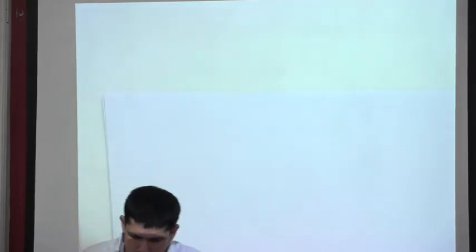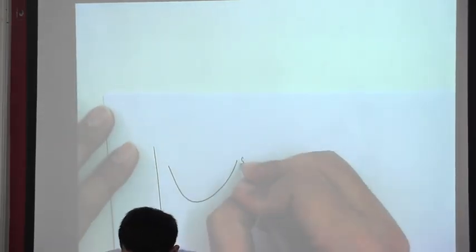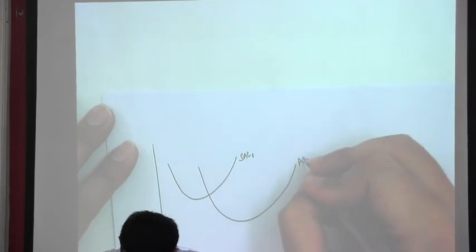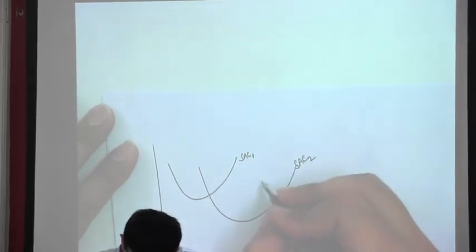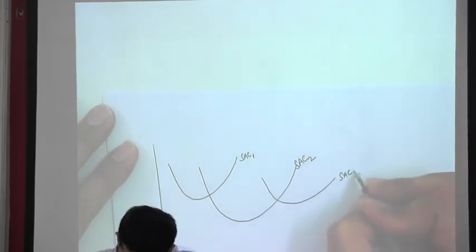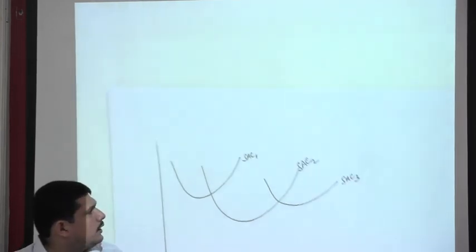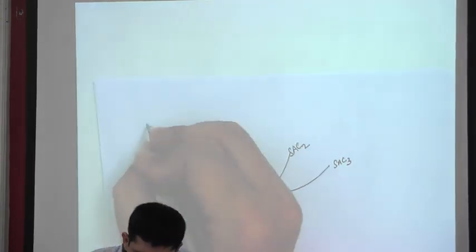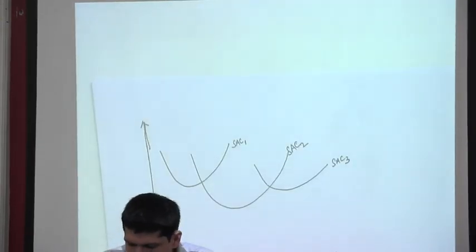Let's say there are several curves. See what it says: in the short run, the producer will have various short run cost curves, and he will try to operate on that particular short run cost curve which will give him the minimum cost of production.